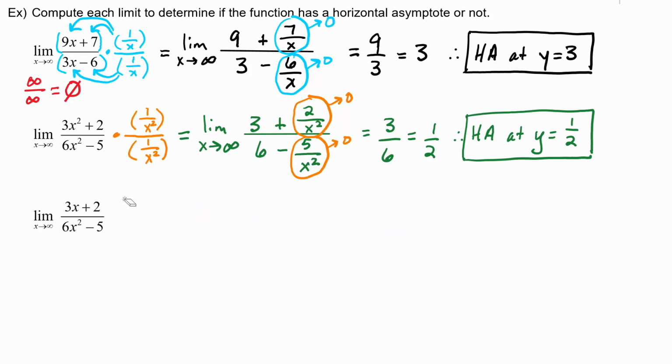In this next example, we have the limit as x goes to infinity of 3x plus 2 over 6x squared minus 5. So for the first time, the exponents are different, and you will have to decide what form of 1 to use. And the recommendation is always use the biggest exponent that appears in the denominator. So we're going to multiply by 1 in the form of 1 over x squared over 1 over x squared.